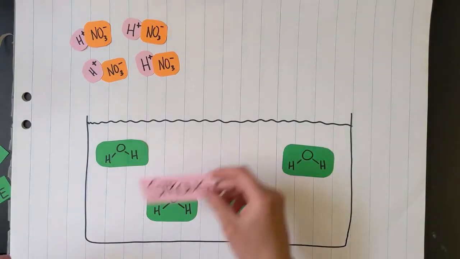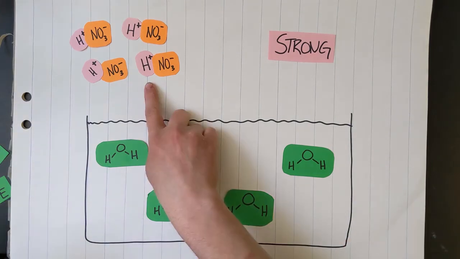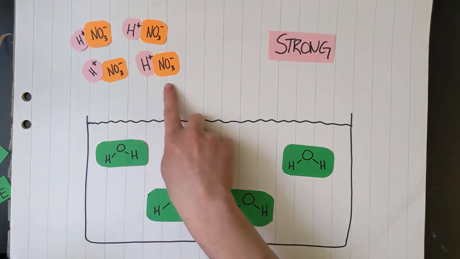So what is a strong versus a weak acid, or a strong versus a weak base, and how is that different than concentrated or dilute? So let's start with a strong acid. So what does it mean to be a strong acid? One example of a strong acid is nitric acid, HNO3.